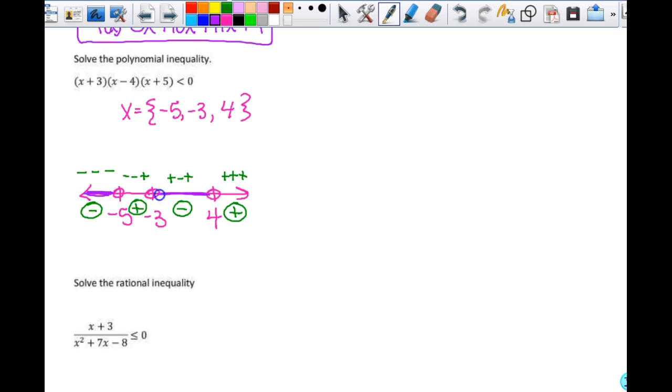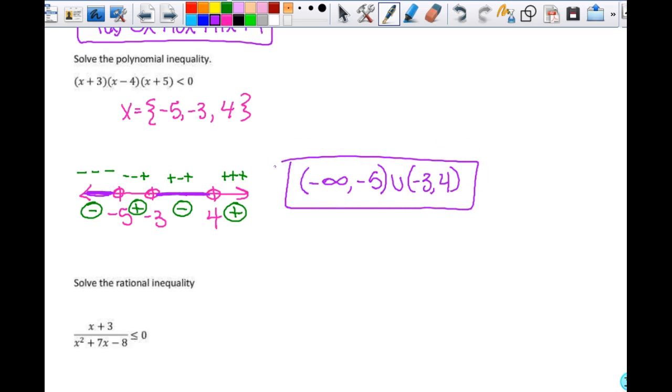Remember, your number line is part of your answer. So your shaded number line, and then you have to write it in interval notation. So I'm going from negative infinity to -5. Never include my infinities, not including -5 because it's an open circle. Then I go from -3 to 4. Those are both open circles, so those are parentheses as well. And there you go.